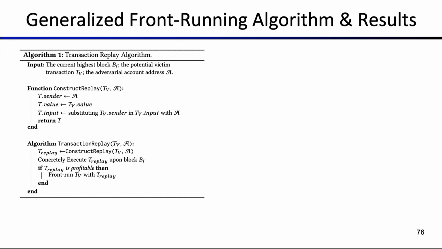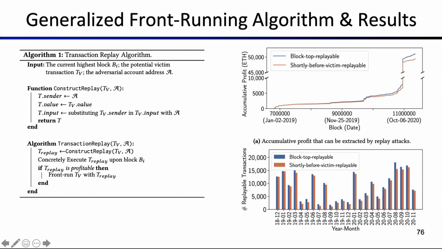So I'm sure you're quite curious now, how does this algorithm look? Well, it's really very simple. We have a potential victim transaction that is being injected into this algorithm. And we have an adversarial address, and the adversarial address is replacing the sender address. At the same time, in the transaction input, we are searching whether the victim sender address is present anywhere in the input, and if it is, then we replace it with the adversarial address.